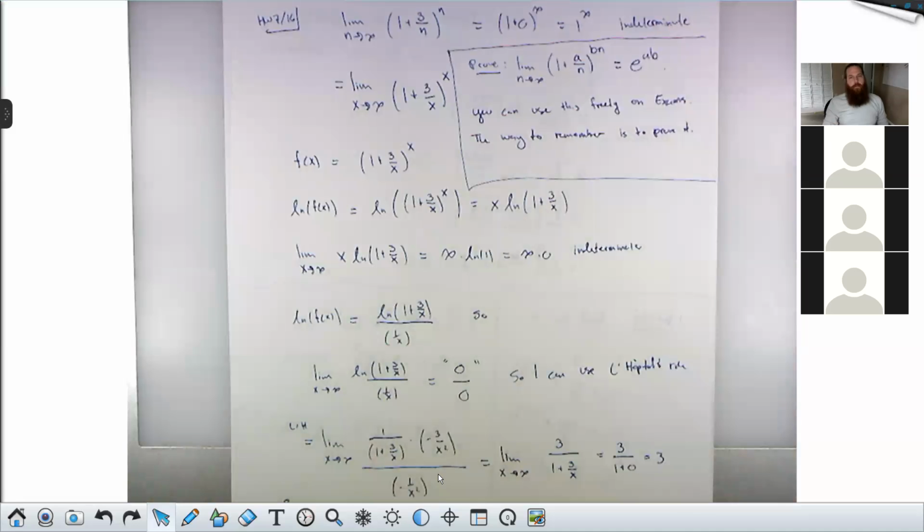The argument to prove this special e to the ab limit is exactly the same as what we did here. Just instead of a 3, you write a, and instead of 1n in the exponent, you'll write bn. And everything will come out very nice. If you go through this proof, following these exact same steps we did for number 16, you will get this formula, and you'll be allowed to use that formula on exams. You don't need to go through these limits on exams. You can just say that something that looks like this will always be e to the ab.